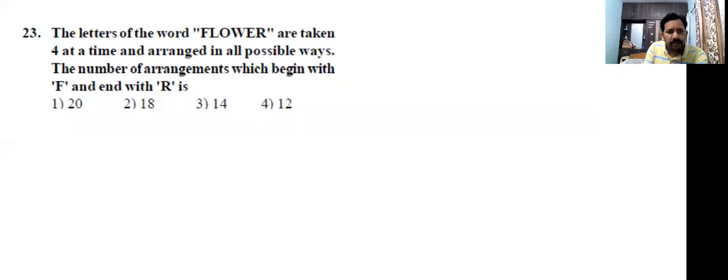The letters of the word flower are taken 4 at a time. Out of these letters, we are taking only 4 letters, arranged in all possible ways. The number of arrangements which begin with F and end with R. First write the given word. What is that? Flower. How many letters are there in that word? Students, how many letters are there? First identify.